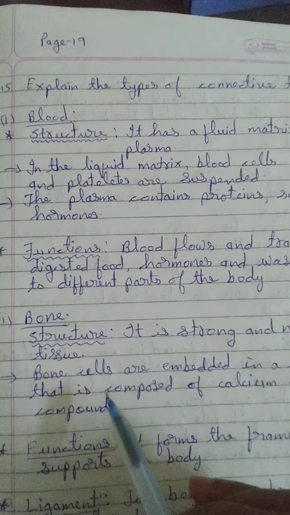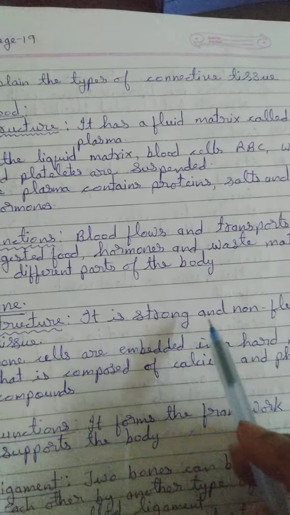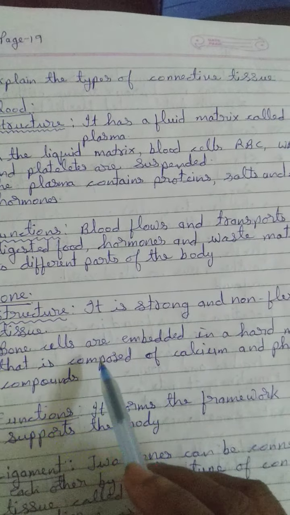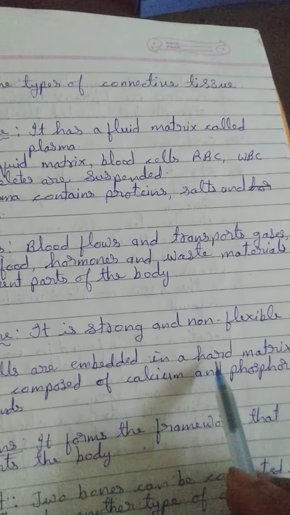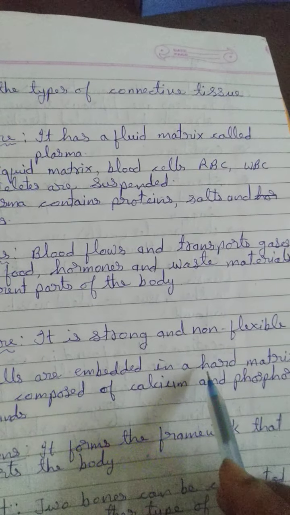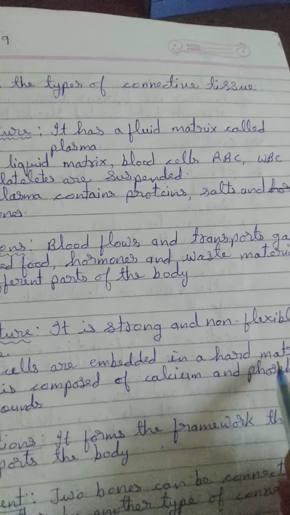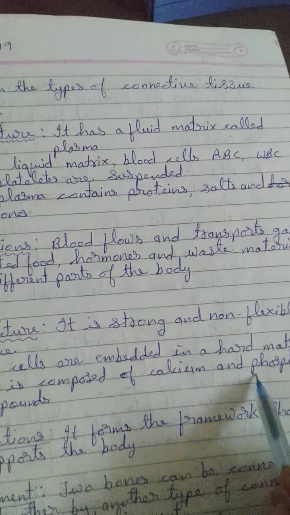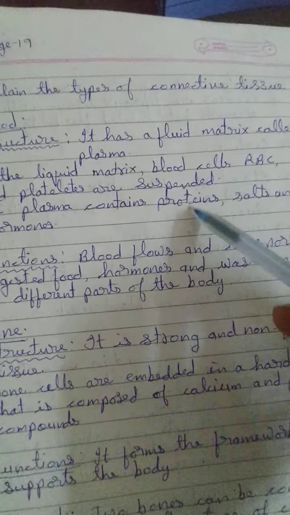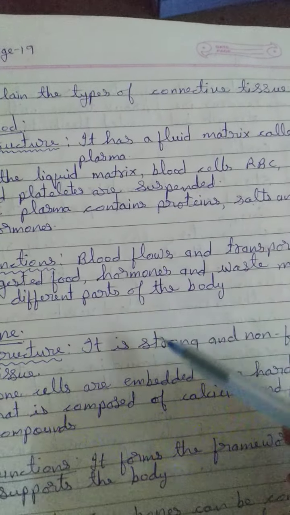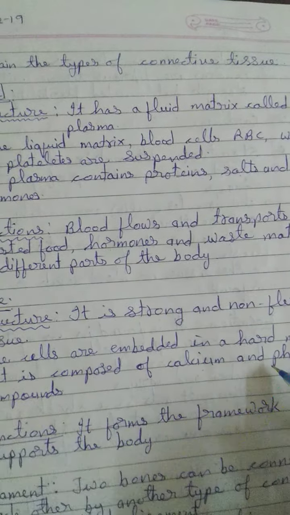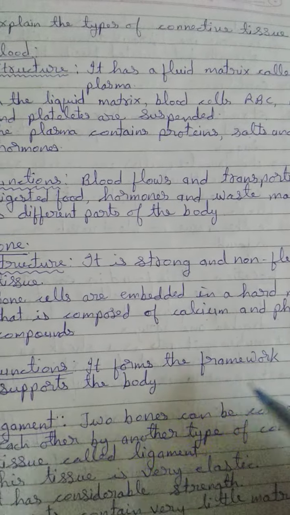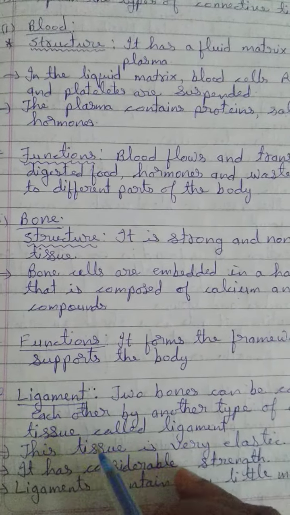Now the second one is bone. Bone is strong and it is a non-flexible tissue. Bone cells are embedded in a hard matrix. As we know, bone does not have any liquid ground matrix, it has a hard matrix, and the matrix is composed of calcium and phosphorus. The matrix of blood was composed of proteins, salts and hormones, and here it is made up of calcium and phosphorus.